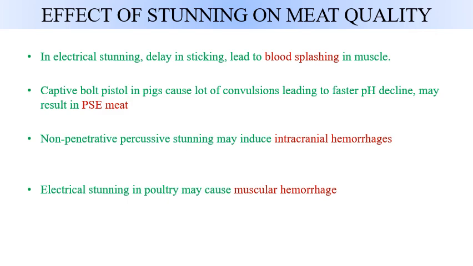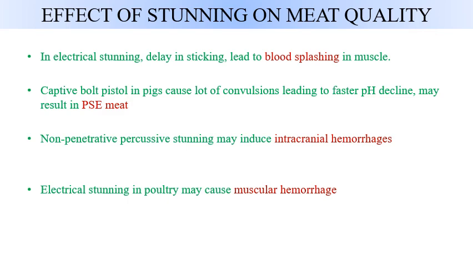In case of captive bolt pistol in pigs, it causes a lot of convulsions leading to faster pH decline and may result in PSE meat. So PSE meat I have discussed earlier. After the slaughter, there is anaerobic glycolysis producing lactic acid, which leads to the pH decline, but that happens very slowly. But in this case, due to heavy convulsion, there may be a sudden quick pH fall, and that can cause a condition called PSE meat, which I have explained earlier.